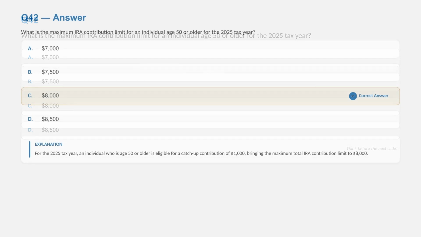The correct answer is C. $8,000. For the 2025 tax year, an individual who is age 50 or older is eligible for a catch-up contribution of $1,000, bringing the maximum total IRA contribution limit to $8,000. Great, now let's move to our next question.